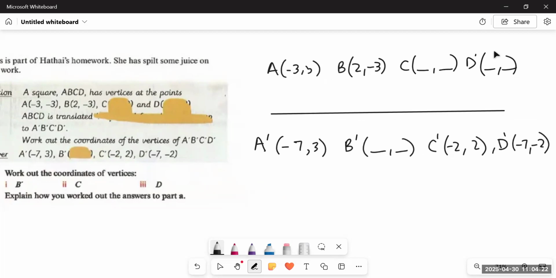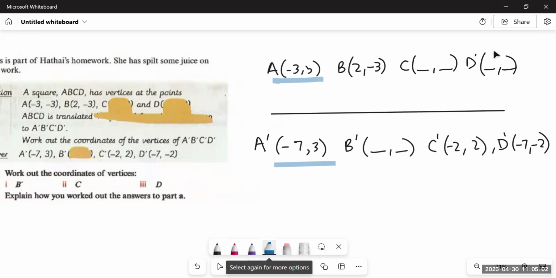So how can we work it out? Since the translation is missing and almost half of the coordinates are missing, we will go for the vertices where we have been provided with the coordinates of both the original square and its image. If we look at A and A', both are given: (-3, 3) and (-7, 3). But apart from A and A', none of the vertices are given for both. The coordinates of B are given, but B' is missing. C' is given, C is missing, D' is given, and D is missing. So we are going to work from the coordinates of A and A'.